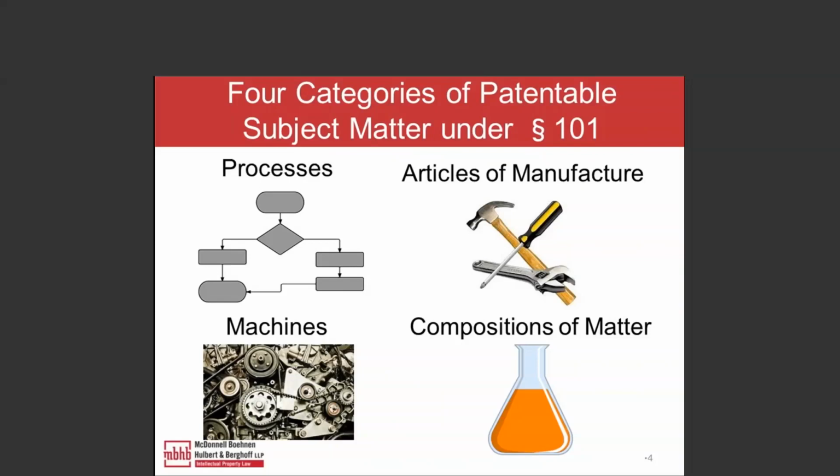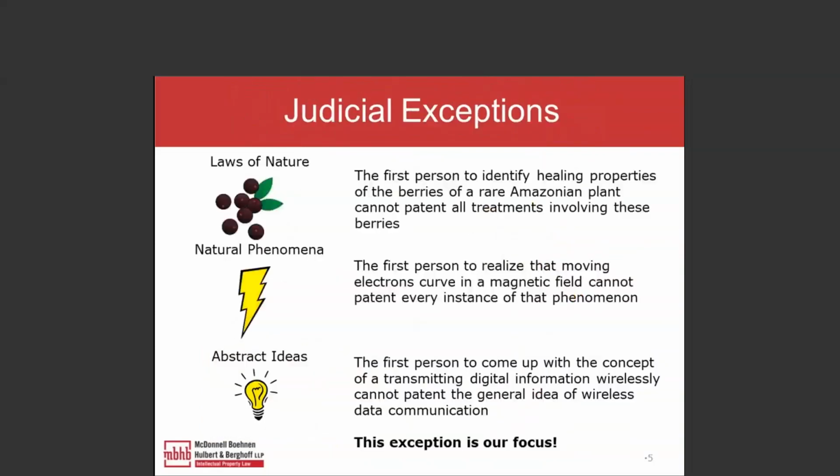Processes, on the other hand, are more ephemeral. Those are a series of steps that a machine or a person or some combination of machine and person might carry out to achieve a certain goal. So you might think, well, it's hard to think of anything that doesn't fall into one of these four categories, so virtually everything should be patentable, and that's true, except that the Supreme Court came along and said not so fast.